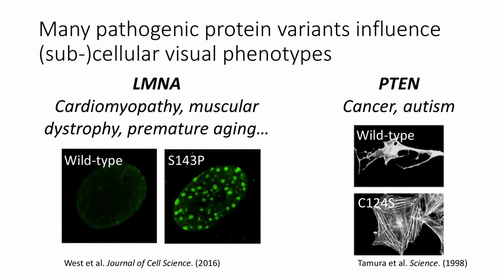The second example up here is PTEN. PTEN can cause both cancer predisposition and autism. Again, the genotype-phenotype map between PTEN and those two diseases is not well understood. And PTEN causes changes in cellular morphology when mutated as well.